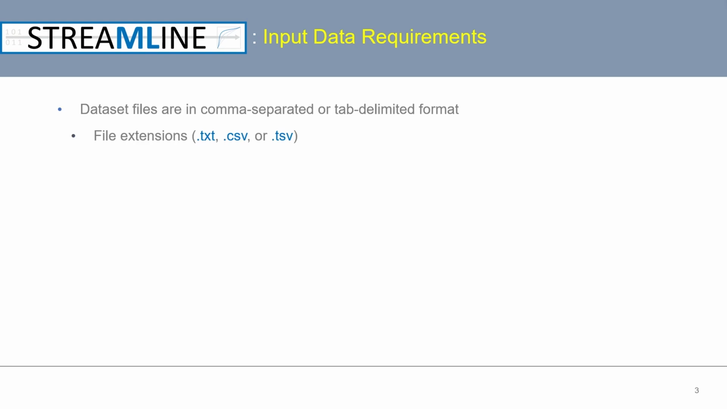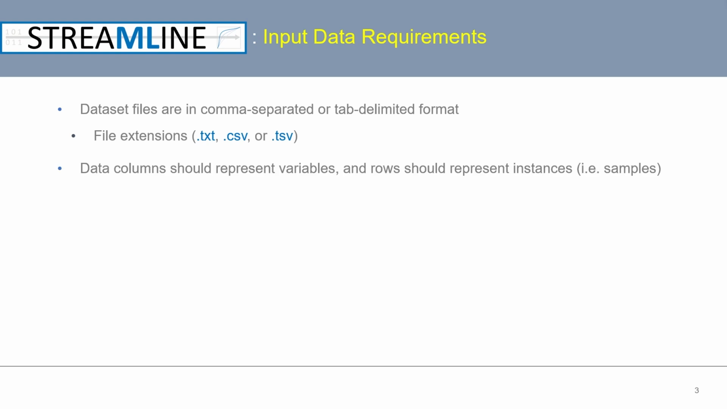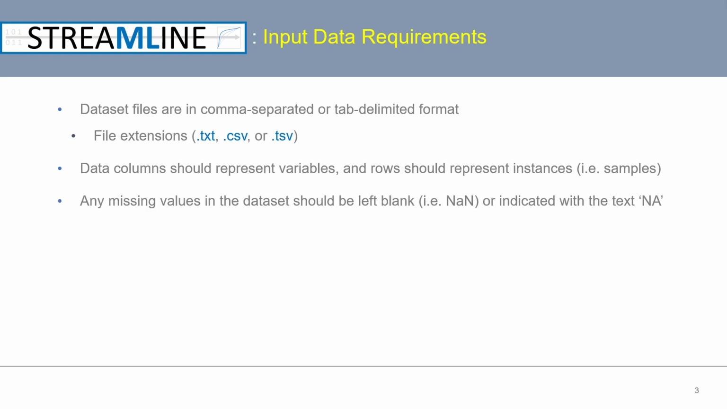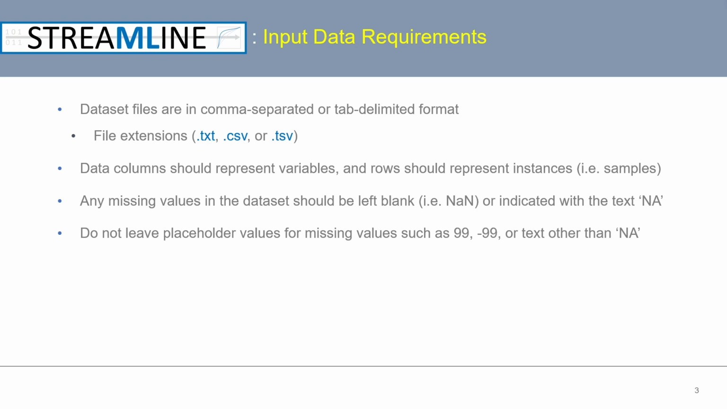First off, make sure any dataset files to be analyzed by STREAMLINE are in comma-separated or tab-delimited format. Specifically, STREAMLINE recognizes such datasets with the file extensions of txt, csv, or tsv. Next, make sure that data columns represent variables and rows represent instances. Additionally, any missing values in the dataset should be either left blank or indicated with the text NA. Make sure not to use any other placeholder values for missing values, such as 99, -99, or any text other than NA. Additionally, dataset files should each include a header row that provides column labels at the top of the dataset.